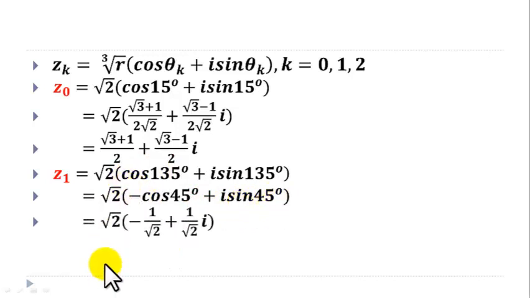This is equal to root 2 into minus 1 all over root 2, we recall cos 45 is 1 all over root 2, plus 1 all over root 2 i, sin 45 is also 1 all over root 2. Opening the bracket, root 2 will cancel out to give us minus 1 plus i.